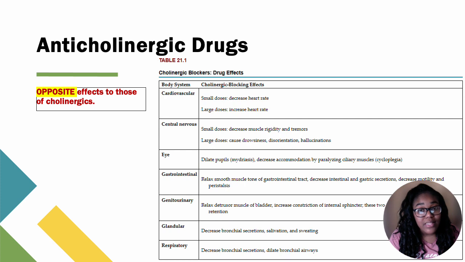Now, don't get this confused with atropine. Atropine is actually an anticholinergic that is an antidote for cholinergic crisis, but sometimes we do get too much of an anticholinergic as well, and we have to do the reverse and give a cholinergic to help antagonize the effects of the anticholinergic, okay? So just make sure you review this slide and look at the opposite effects of those dealing with cholinergics.